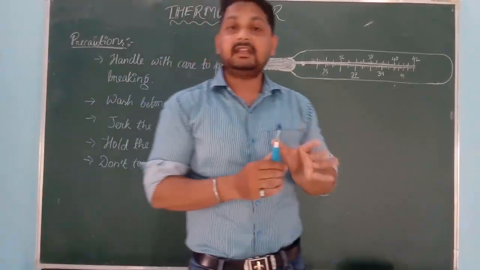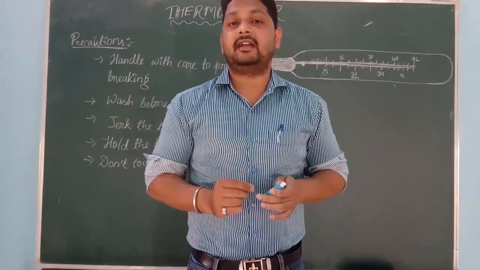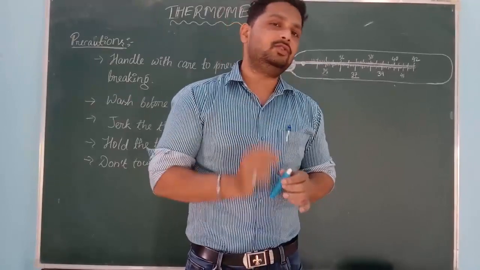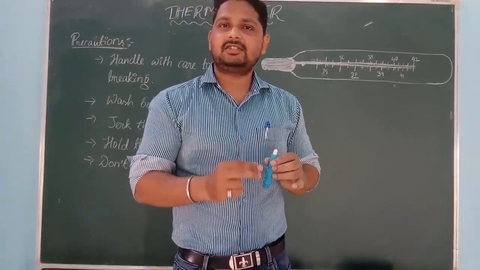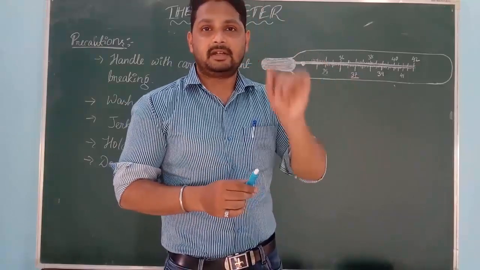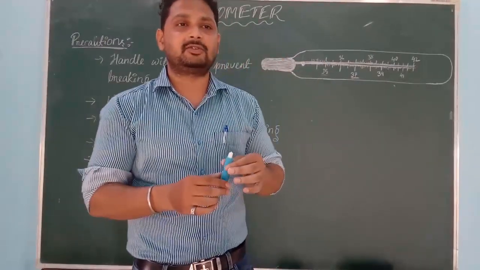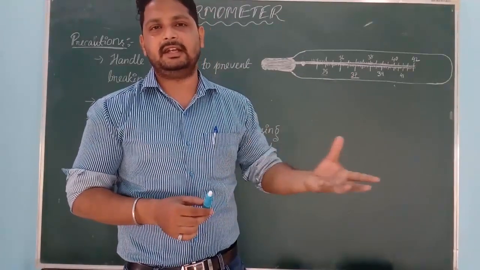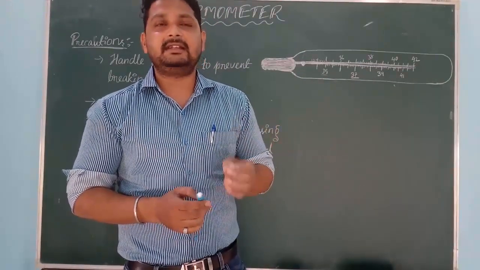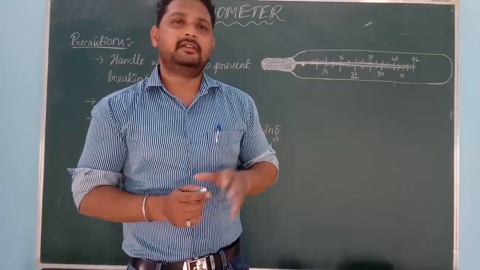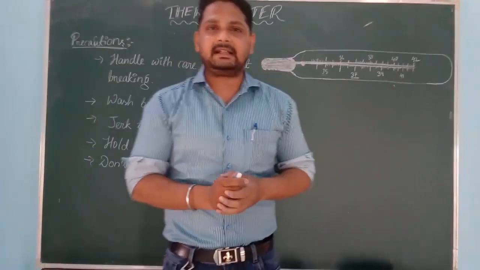Then while taking the measurement, you should take utmost care not to touch the metallic bulb. If you do so, what will happen? If you touch the metallic bulb, rather than showing the temperature of the person, the thermometer will show the temperature of your hand. So it won't work properly, right? That reading won't work. So that's why it is necessary to take these precautions. Understood? So this is about the clinical thermometer.